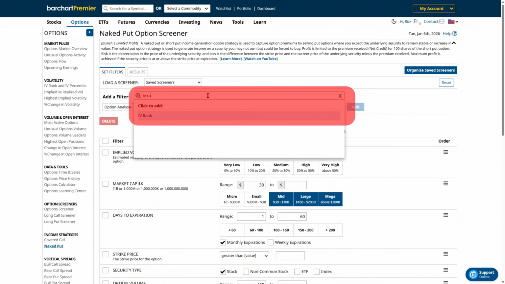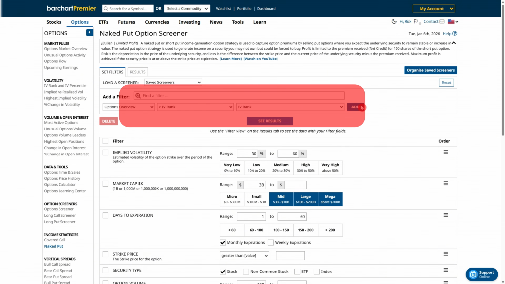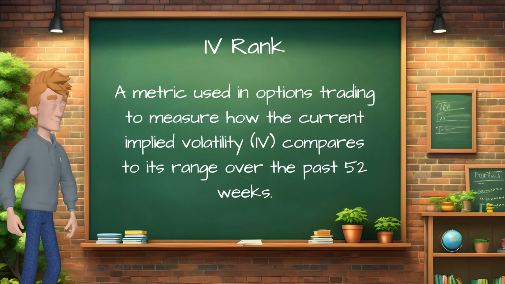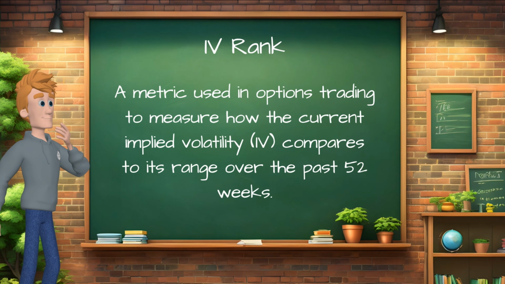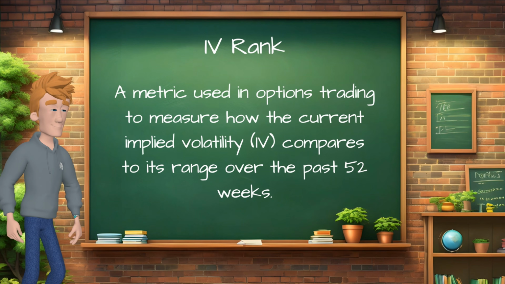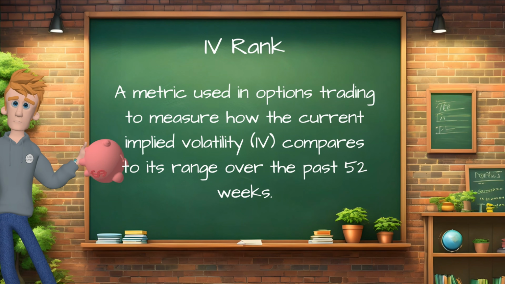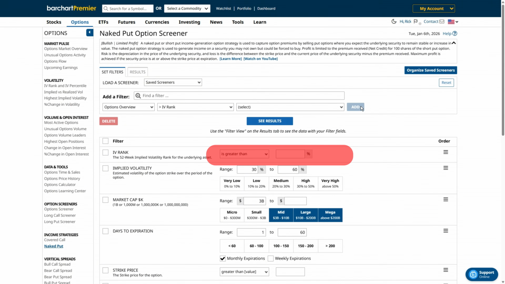Then I'll add in IV rank. This measures the current IV's position compared to the past year, or more specifically, where it sits in the range. For example, if IV is high right now compared to the past, IV rank will also be high, meaning premiums or option prices will also be higher than usual. So I'll set IV rank to 30% and above.